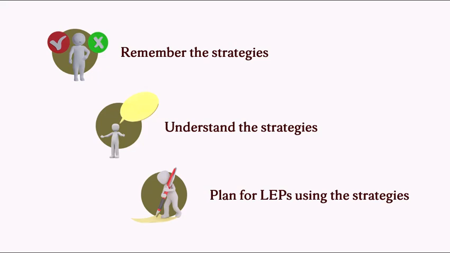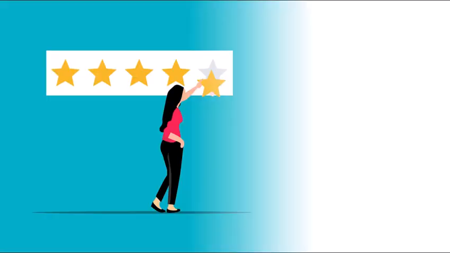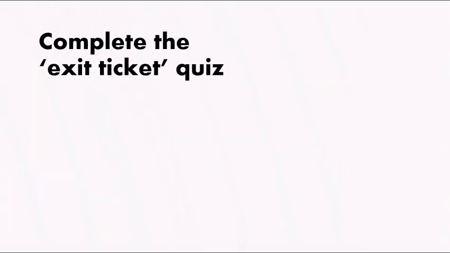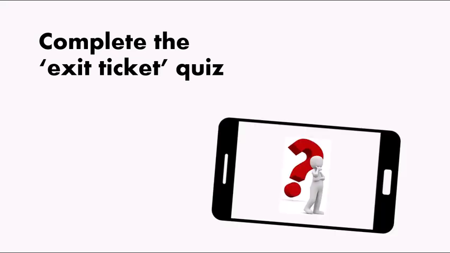The primary goals of this lesson are for you to be able to remember, understand, and use the strategies presented to plan for LEPs. After you have completed the tasks, the last step is to watch the summary of the course and to complete the reflection survey. The reflection survey will give you a chance to consider what you have learned and to provide valuable feedback that can improve the course. Once you have submitted the survey, you will receive a certificate of completion. Before continuing to the first video lesson, make sure to complete the exit ticket quiz for this video.